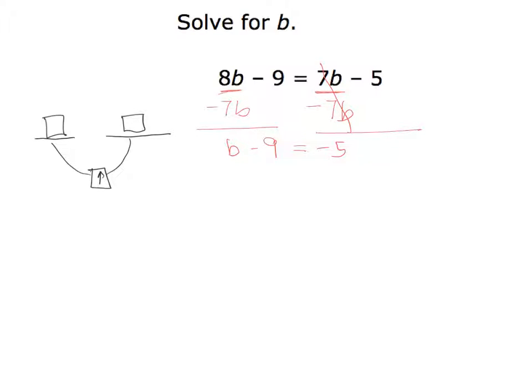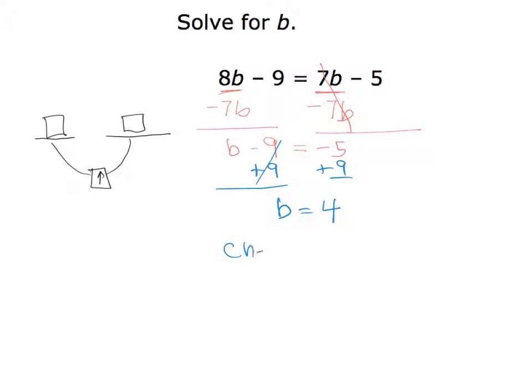Okay, so this is just a one-step equation. The variable b is having a 9 subtracted from it, and that equals negative 5. So the way to undo subtraction is to add. So I'll just add 9 here and here. Negative 9 plus 9 is 0, so this is b, and negative 5 plus 9 equals 4.